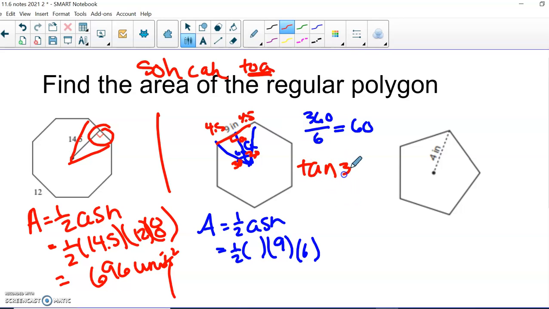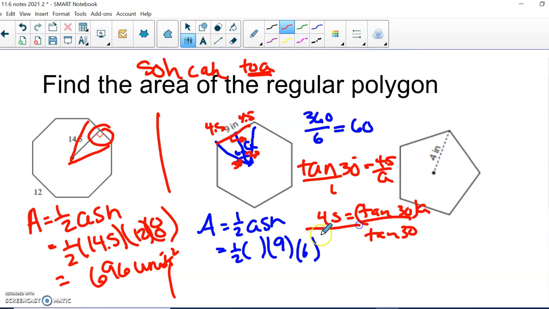So we say tangent of a 30-degree angle is equal to opposite, which is our 4.5, over our adjacent, which is what we're looking for. We're going to cross multiply. I want A by itself, so I'm going to divide each side by tangent of 30. And again, if you wanted to use your special right triangles, there's nothing wrong with that. So I'm going to take 4.5 divided by tangent of 30. And I get it's about 7.79.